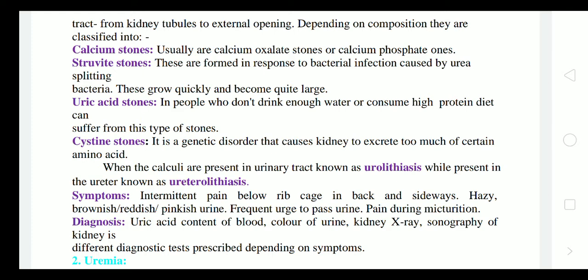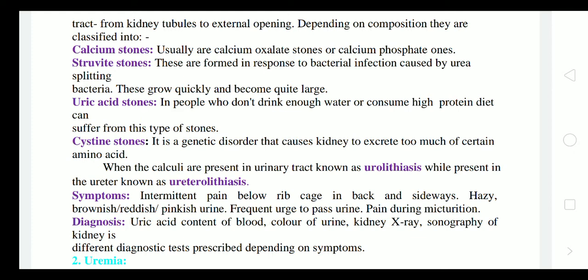Struvite stones are formed in response to bacterial infection caused by urea-splitting bacteria. Because of that splitting by bacteria, these grow quickly and become quite large. That is the struvite stone.